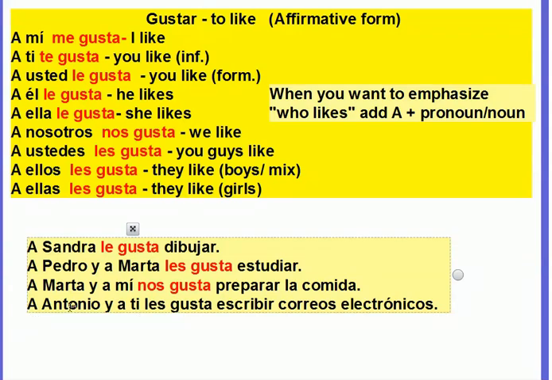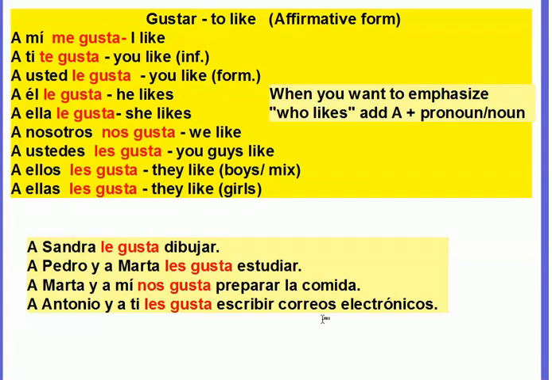If I want to say Antonio and you like to write emails, remember I cannot use tu, the informal you, with this verb. I need to use a different word, in this case, a ti. So I say a Antonio y a ti, and again I need to be careful to match my verb with my subject. If I substitute Antonio y a ti, it would be like a ustedes, you guys. So if I look up here in my chart, I know that for ustedes, I'm going to use les. So I say a Antonio y a ti les gusta escribir correos electrónicos.